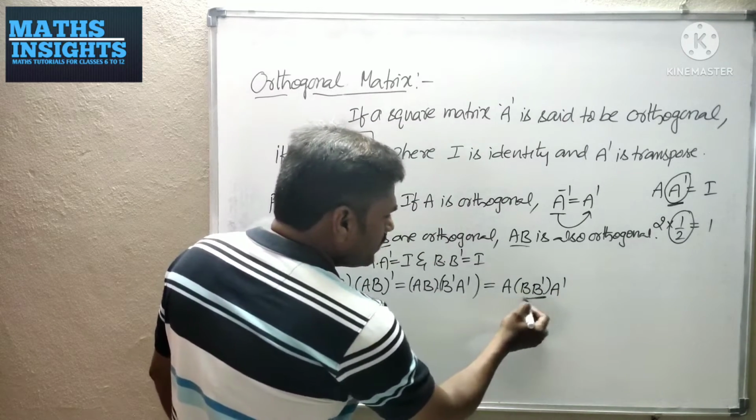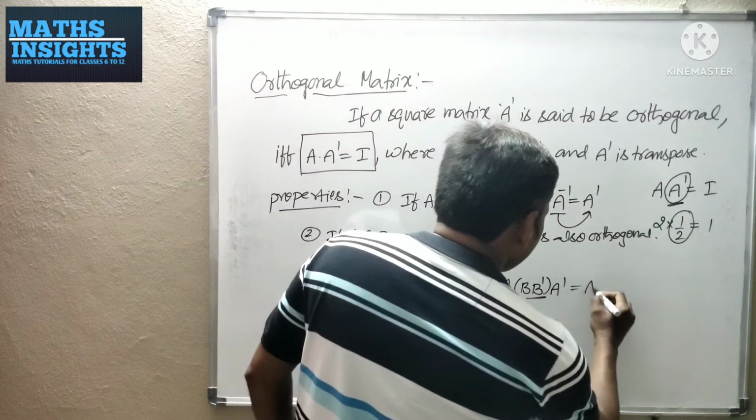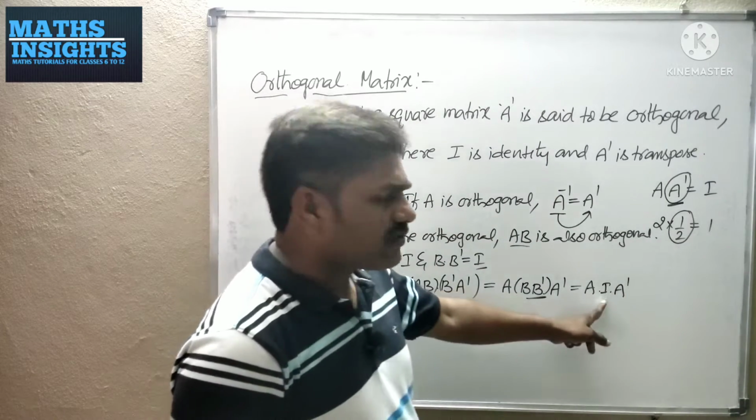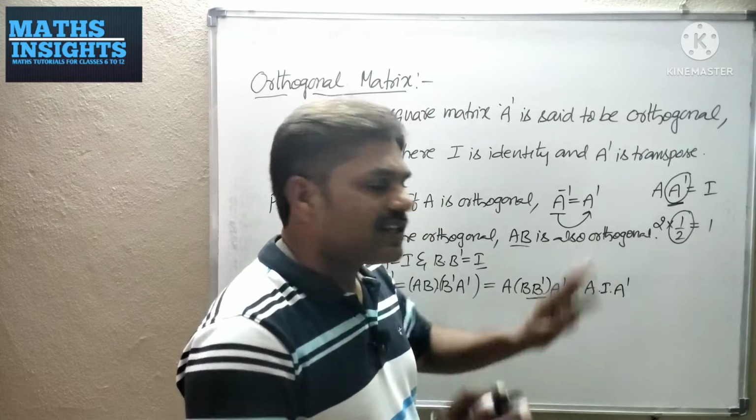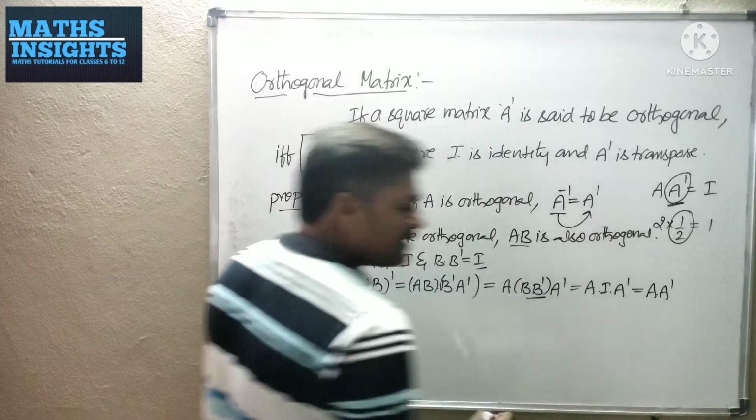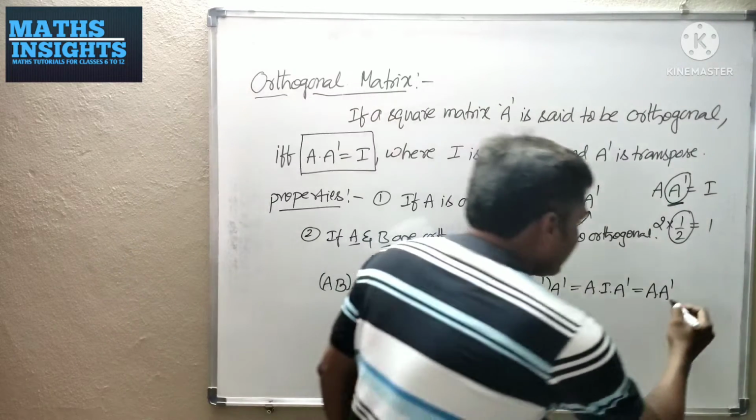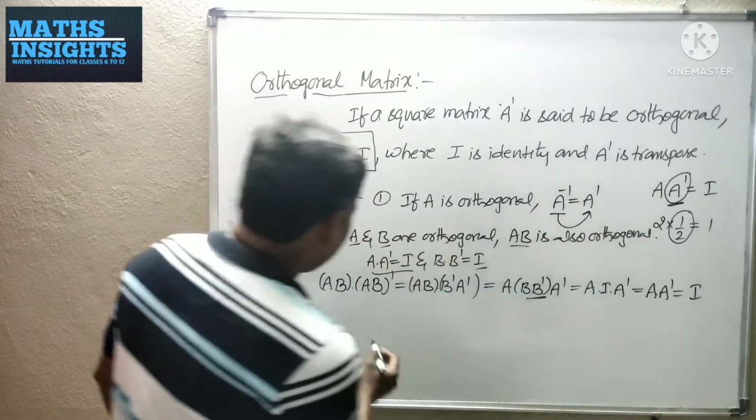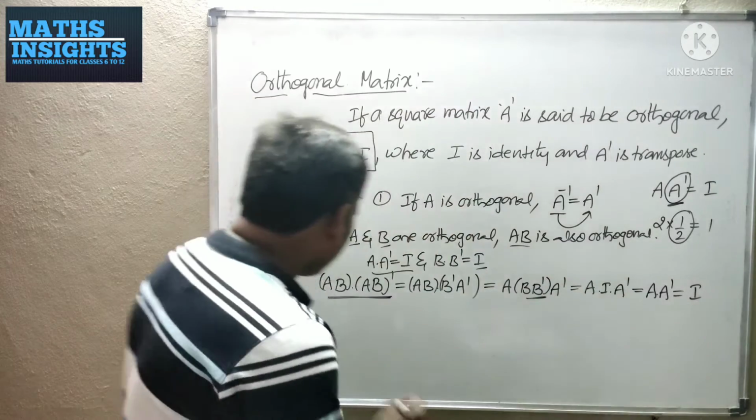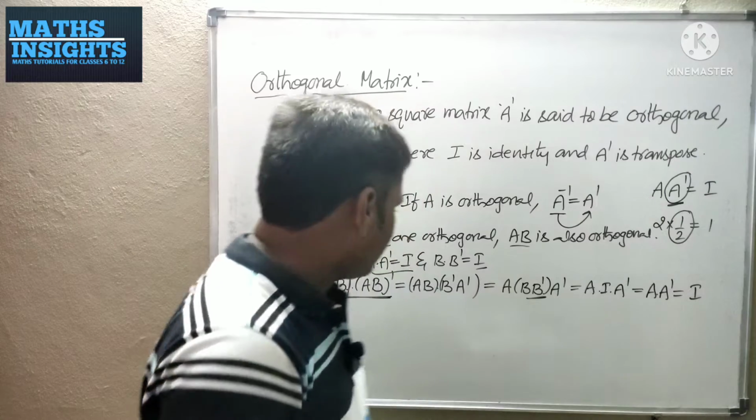But you know B into B dash is equal to I, since B is orthogonal. Therefore, that is A into I into A dash. If you multiply any matrix with the identity matrix, your result is the same. That means this is A into A dash. Since A is orthogonal, again A into A dash can be written as I. Therefore, the result of AB into AB whole dash is equal to I. Therefore, this matrix AB is also an orthogonal matrix.